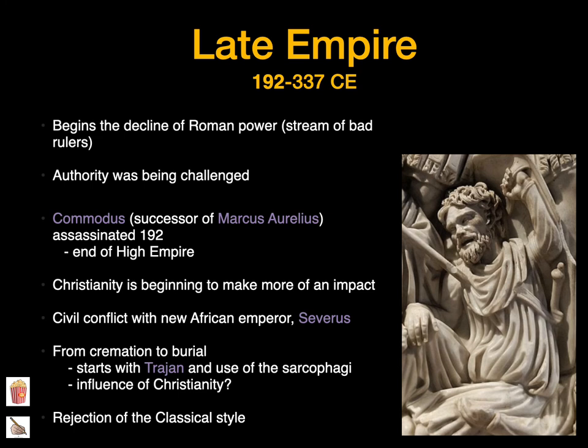Commodus was the successor of Marcus Aurelius and was assassinated in 192, which marked the end of the High Empire. Christianity is beginning to make more of an impact. There was also a civil conflict with the new African emperor, Severus. Severus was named the ruler of the Roman Empire and in doing so became Rome's first African emperor.